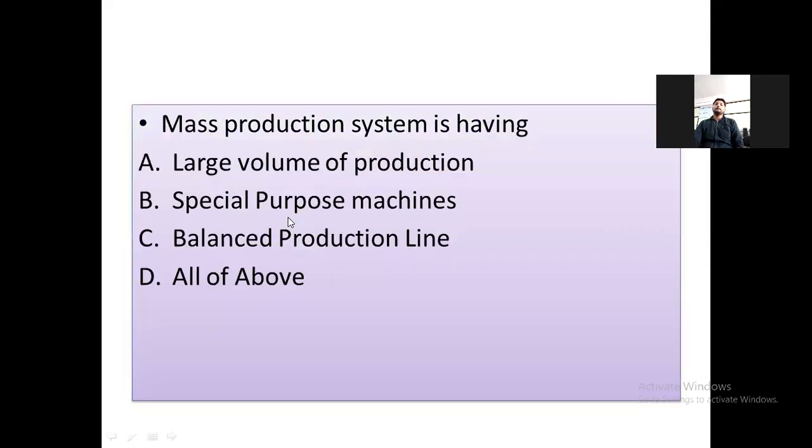Okay, the last question: the mass production system is having. Just before continuous production, we have learned the mass production system. Mass production system is having large volume of production, special purpose machines, balanced production line, and the last option is all of the above. So comment your answer in the chat box and tell me your answer.